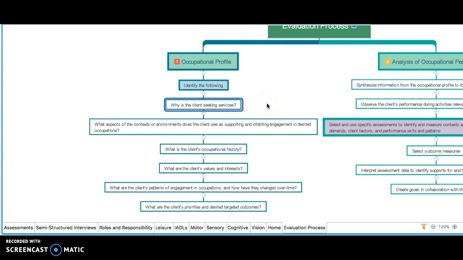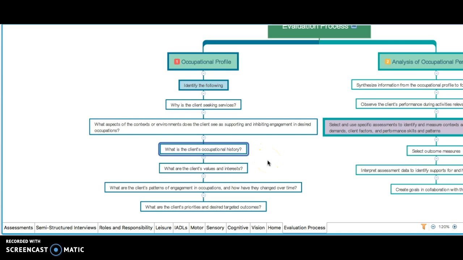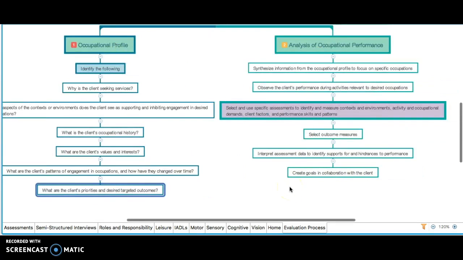Why is the client seeking services? What aspects of the context or environment does the client see as supporting and inhibiting engagement in desired occupations? What is the client's occupational history? What are the client values and interests? What are the client's patterns of engagement in occupations and how have they changed over time? And what are the client's priorities and desired target outcomes?